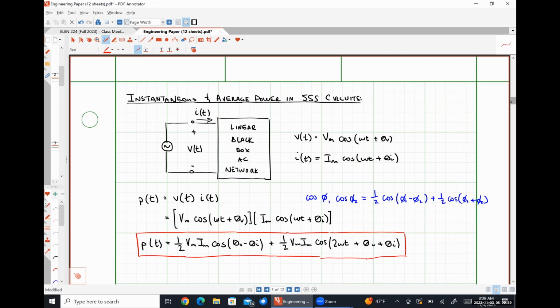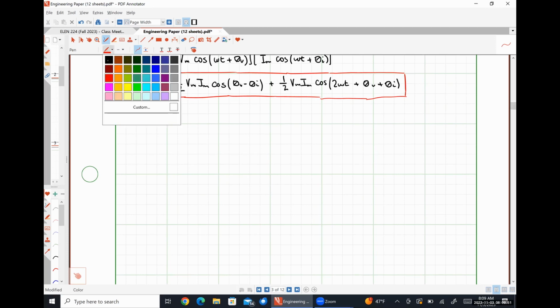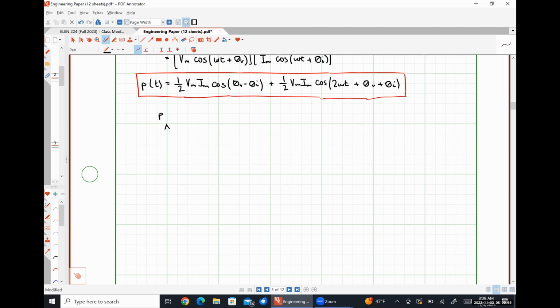All right. So what I want us to look at now is how this power function is going to look over time. So here is p of t. Here is t. So my first term, so actually let me rephrase this question. Is Vm a constant for a given circuit? Does the magnitude of the voltage change? No, it's a constant value. What about the magnitude of a current? Also a constant value. Phase angle for the voltage is a constant. Phase angle for current is also a constant.